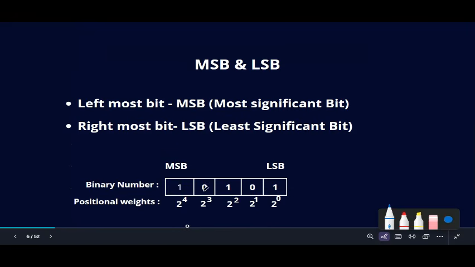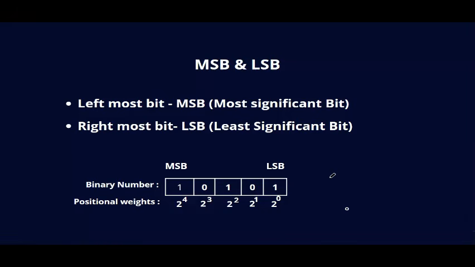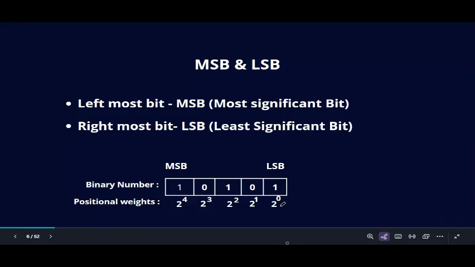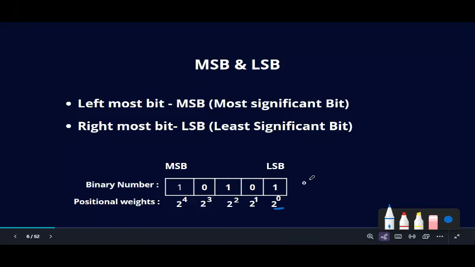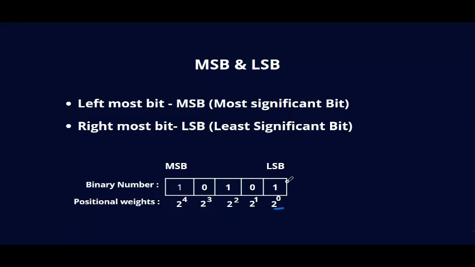Consider a binary number 10101. In this case, the rightmost bit has the least positional weight or the place value of 2 raised to 0. It is the least significant bit or LSB. Since 2 raised to 0 is equal to 1, it corresponds to the units column.